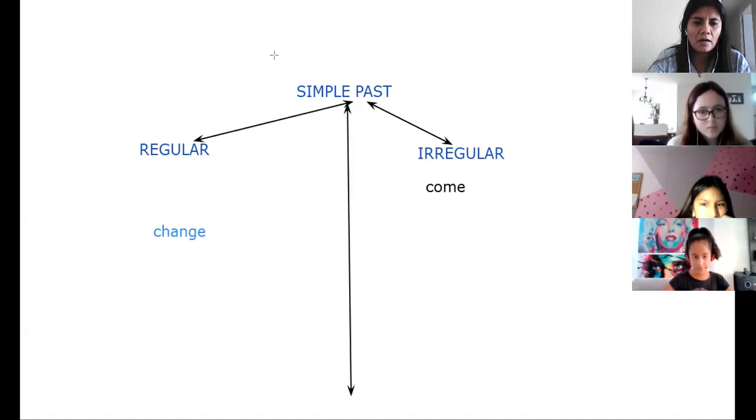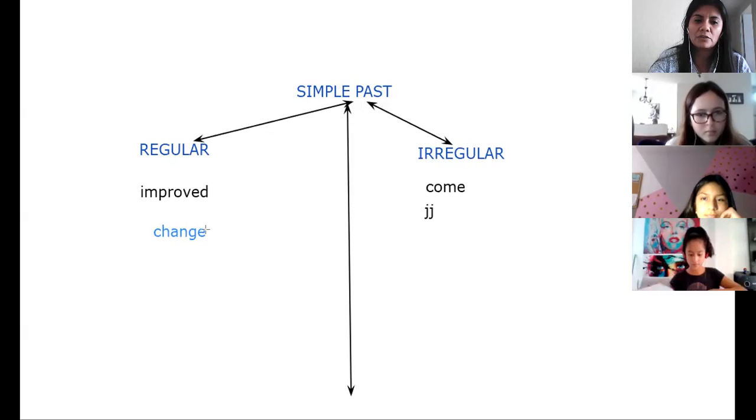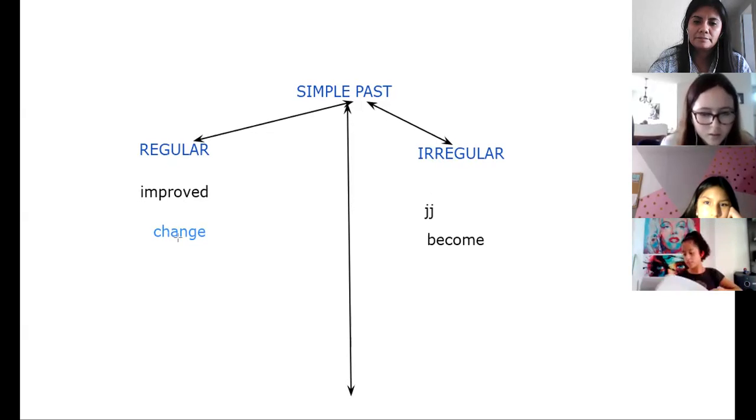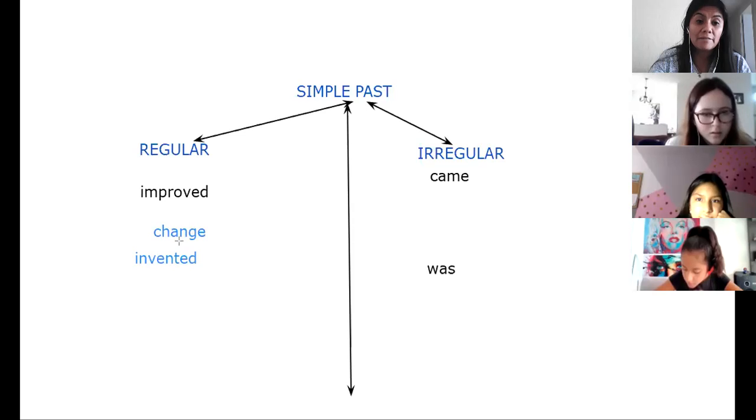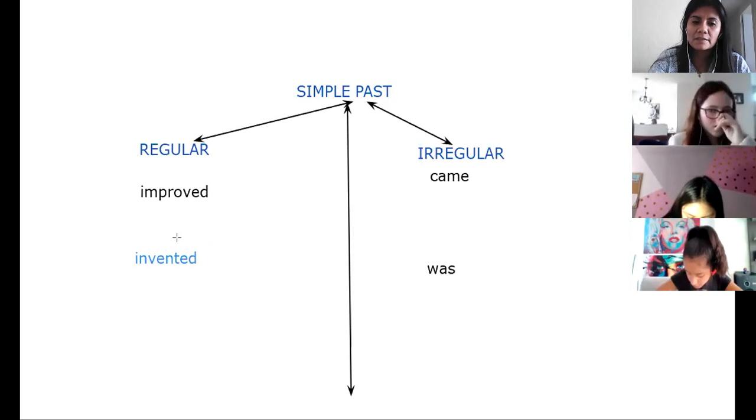Remember this. You are writing some of the examples that we have in the list in the previous exercise. For example, here you put improve. Very good. Please, this is not a simple past verb. This is a base form verb. Can you clean? Excellent. Was. Excellent. Thank you. Invented. Change is not a regular simple past verb. Someone can clean this verb, please? Thank you.